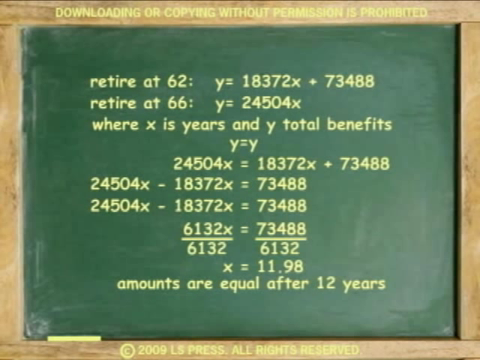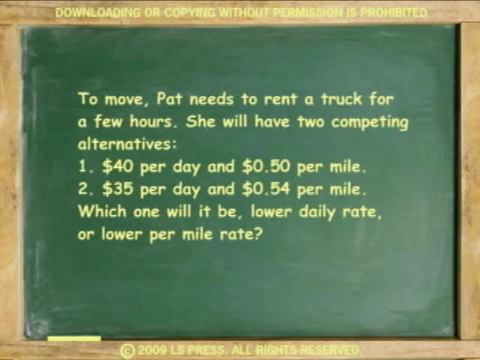Setting up systems of equations that represent conflicting decision-making could go a long way in helping us solve quantitative problems. For example, using the first example from section 3.6 and building upon it, we see that Pat needs to rent a truck for a few hours to move. However, this time she will have two competing alternatives. The original one, where she would pay $40 per day and 50 cents per mile, and a new one where she would pay $35 per day, but the cost per mile increases to 54 cents per mile.